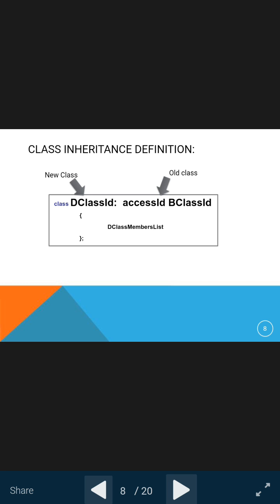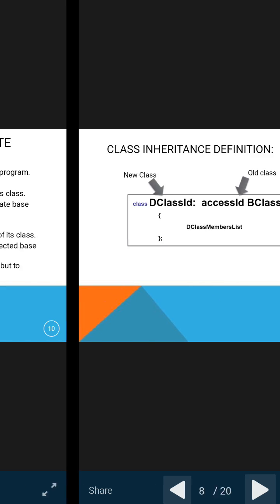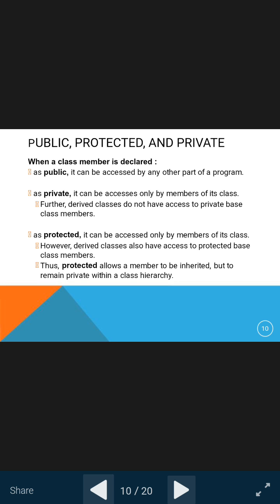Okay, that can derive from which class? My old class, that is called a B class ID, that means base class. Okay, so this is about the syntax of inheritance. Okay, so next: public, protected and private.